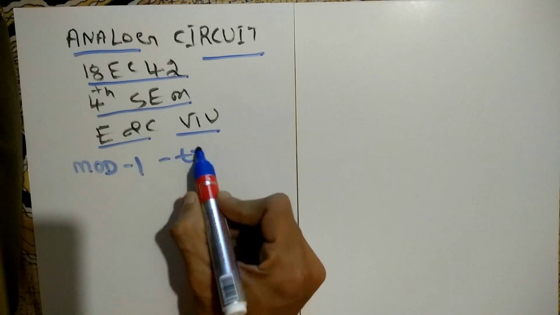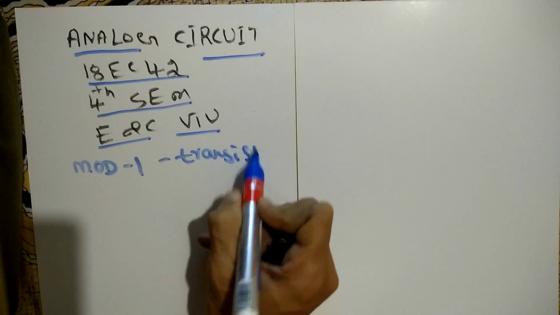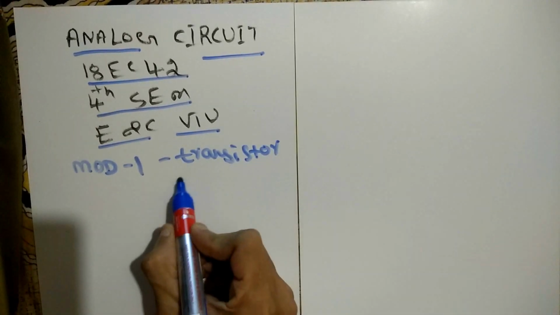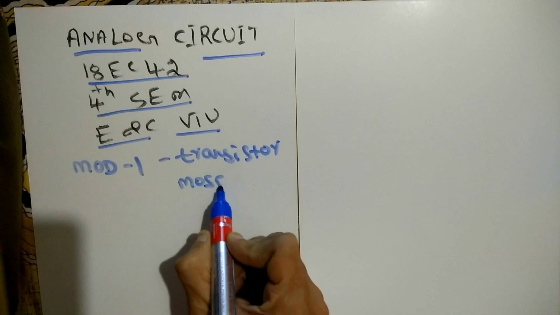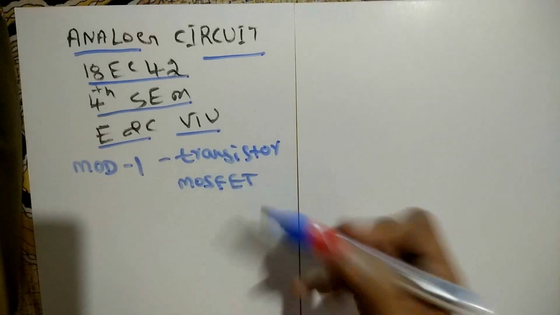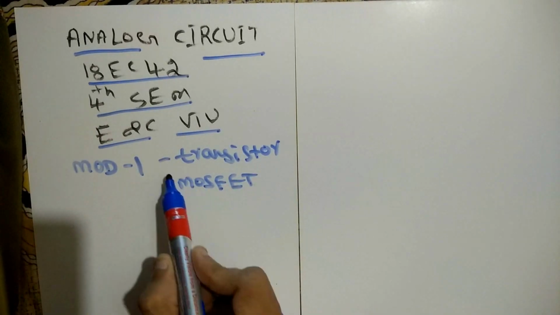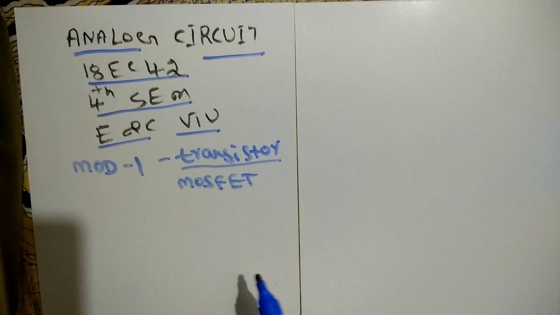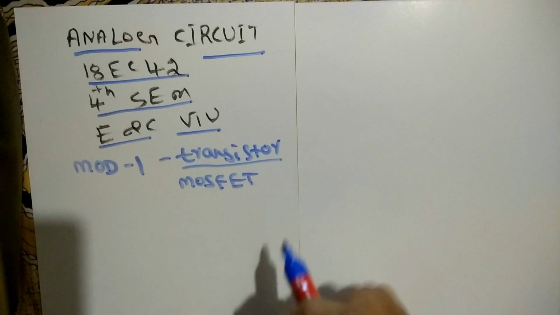For the transistor, we will look at what biasing techniques we are using and what small signal model we are using, and the same for the MOSFET also. Before going to the biasing technique and all those topics, we will start with a small introduction on the transistor: what is a transistor, how it works, and what the biasing technique means.